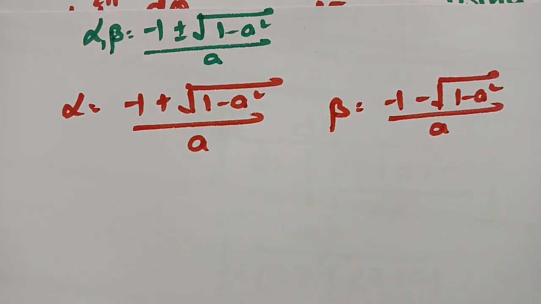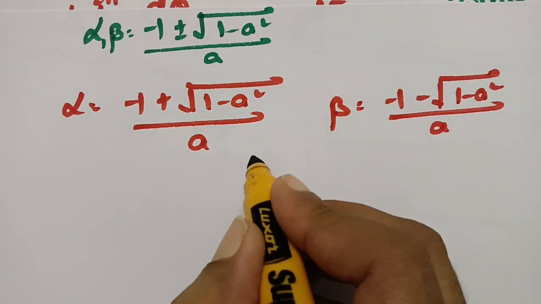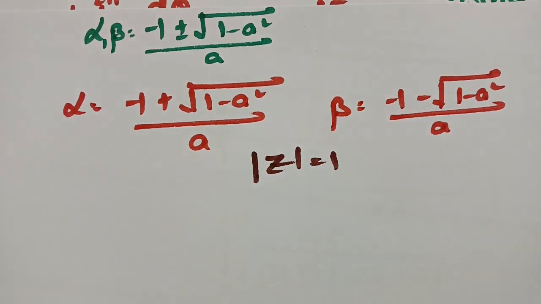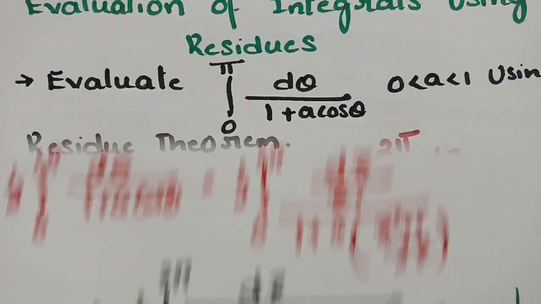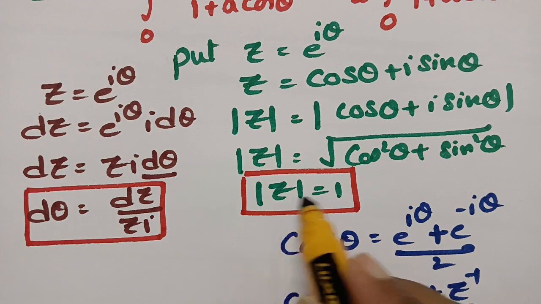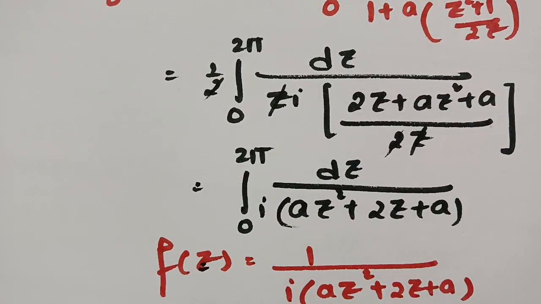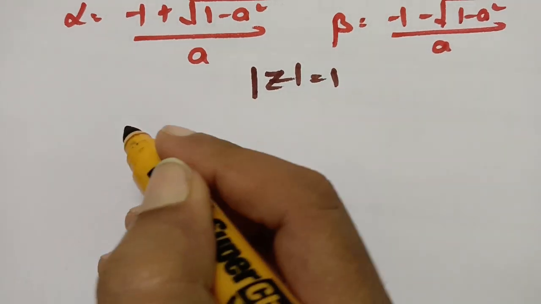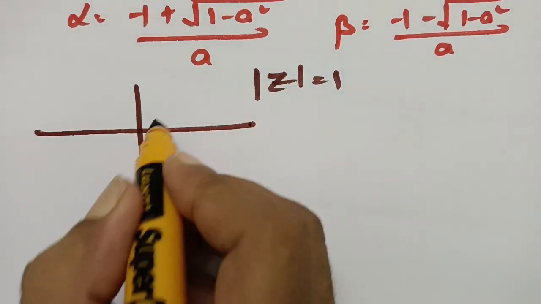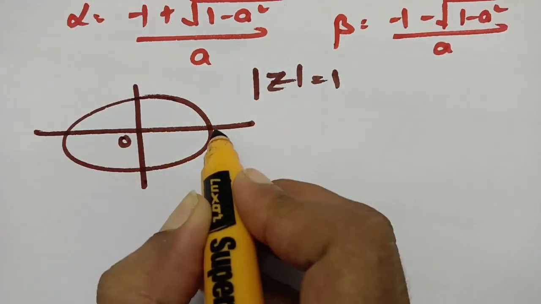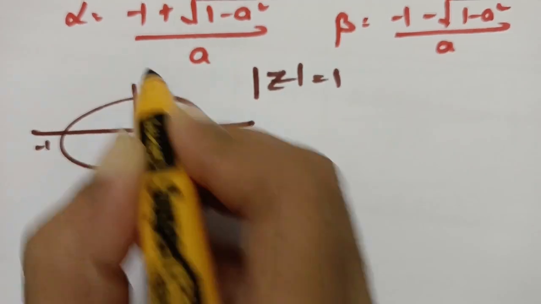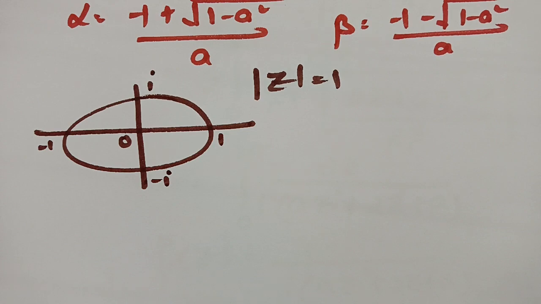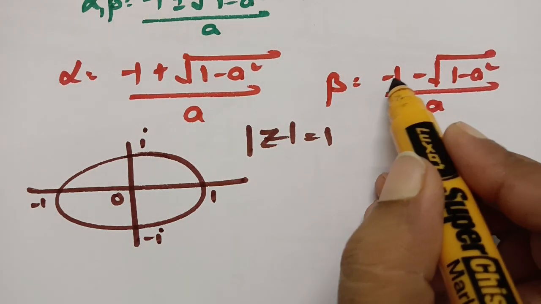Clear? And therefore we have to see which pole is inside, on, or outside the circle. Here it is given that mod z is equal to 1. So mod z equal to 1 means this is a circle with center 0 and radius 1. So this will be i and this is minus i, and this is already minus 1.